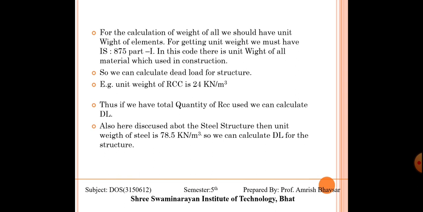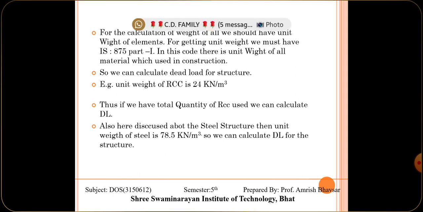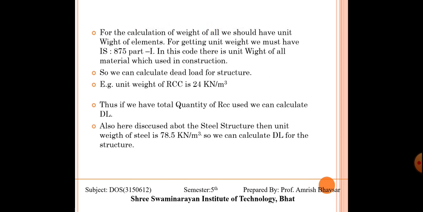These codes provide us the specific research values for the particular case. Here IS 875 is specially for the loads. IS 875 part 1 is specially for dead load, and in that code we have the unit weight of specific construction elements. So we can calculate dead load for the structure.